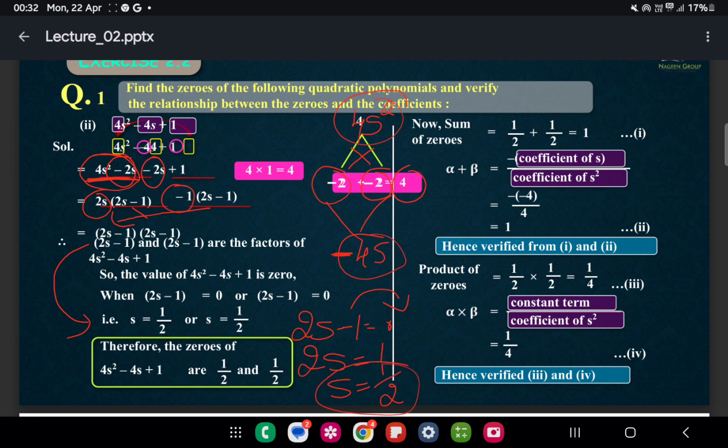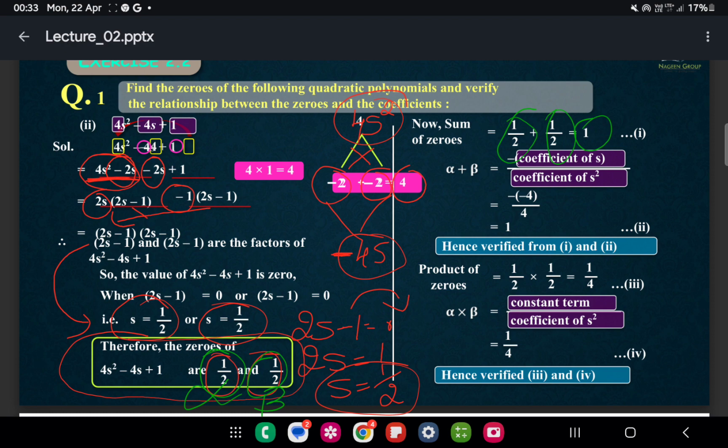Both we will get 1 by 2, that we have written here. So therefore the zeros of the quadratic polynomial 4s square minus 4s plus 1 are 1 by 2 and 1 by 2. So next we are going to find the sum of the zeros. Already we know that this one is alpha, I will show with the green ink. This is alpha, this is beta. So alpha is 1 by 2, beta is 1 by 2. If we add 1 by 2 and 1 by 2, we will get 1.